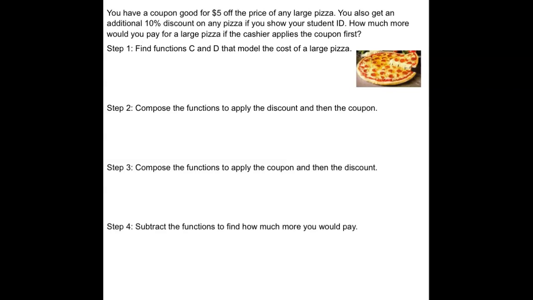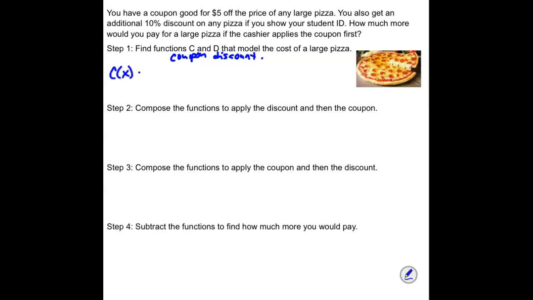Okay, now we've talked about the order of compositions mattering. So f of g and g of f do not get us the same thing. So when we do a composition of the coupon and the discount, the order we do them in is going to affect our answer. So let's find function c and function d. C is going to be our coupon, and d will be our discount.